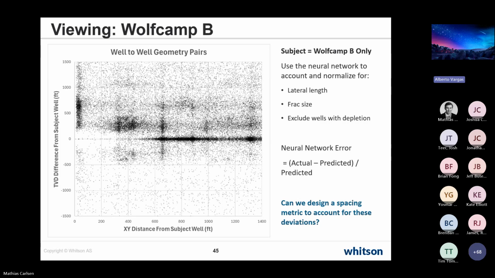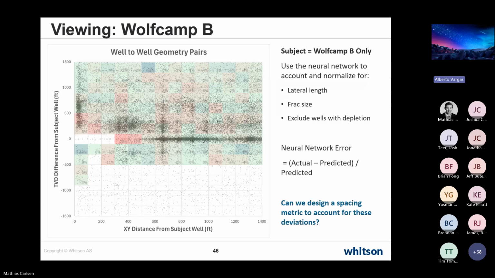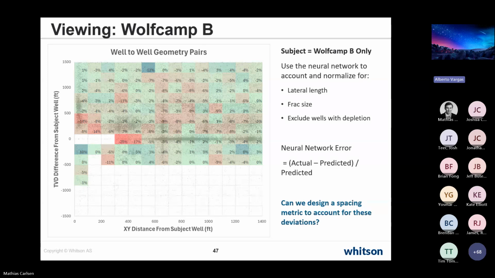Again, we're looking at the neural networks, trying to account for all the other differences that we can. We're going to be looking at the difference between the actual and the predicted value and saying, hopefully, this can be attributed to spacing. So I'm going to try to layer it on here. This is the sum of the residual in that block. If it's green, it means it's being well predicted and doesn't seem to be affected by the spacing. Blue means it's outperforming, and red means it's underperforming.